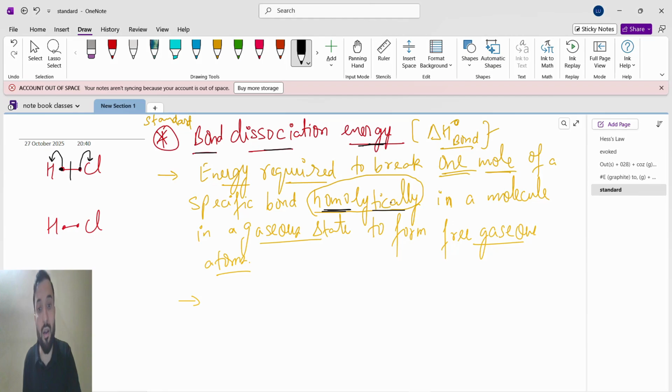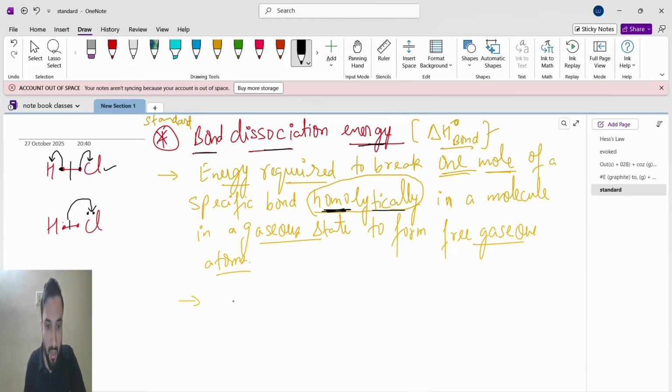Another one is heterolytically. Hetero means different. So if I break this bond, what will happen? Both electrons will go to one atom. That is hetero, meaning not same. Both electrons will go to any one atom. So that is heterolytic, and this is homolytic. But what do we want? We want homolytic. That's why one electron will go to each atom. So this is the bond dissociation energy.